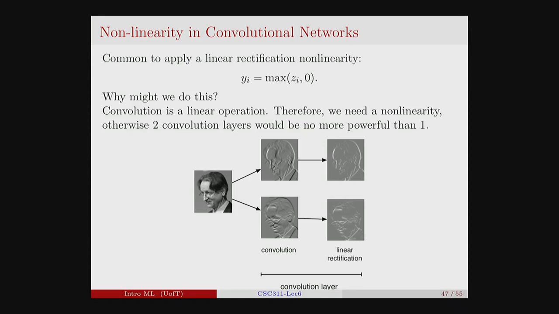And what you need to make sure that you learn a compositional nonlinear neural network are nonlinearities. So what people do is they first apply a convolutional layer, and for each of the feature maps, they apply a nonlinearity, like the rectified nonlinearity. This is just showing you what happens when you take two feature maps and apply a linear rectification to it. So this one might be more sensitive to horizontal edges versus this one being more sensitive to vertical edges.